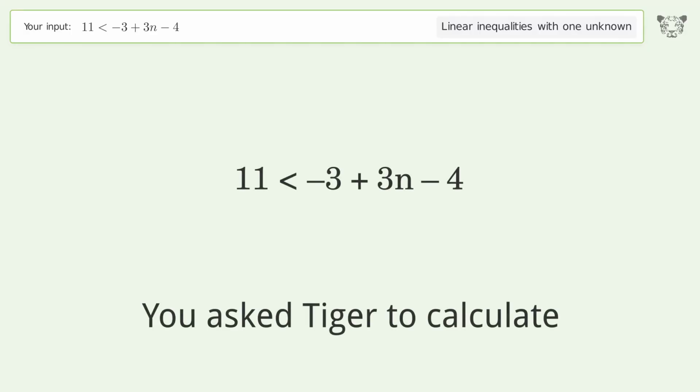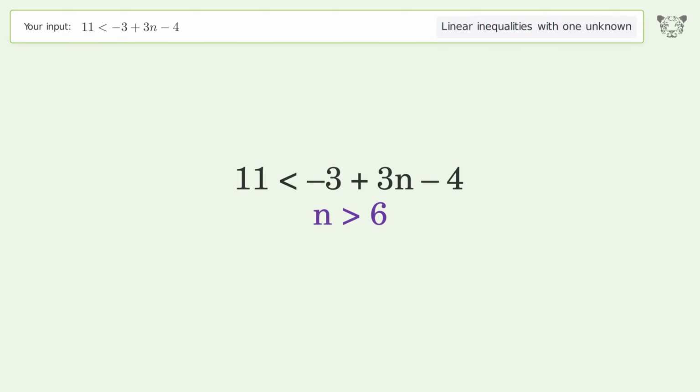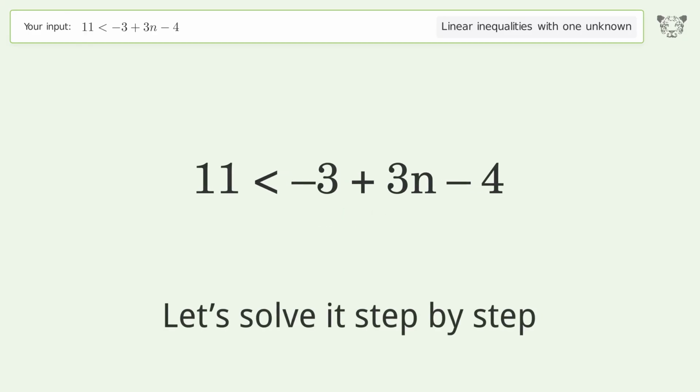You ask Tiger to calculate. This deals with linear inequalities with one unknown. The final result is n greater than 6. Let's solve it step by step.